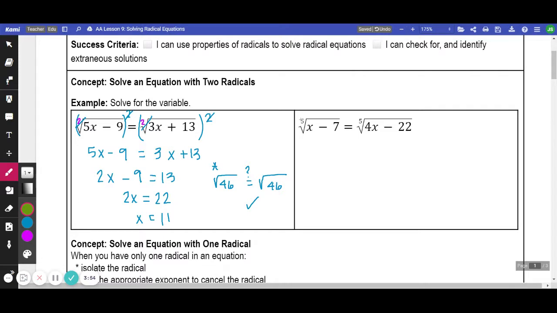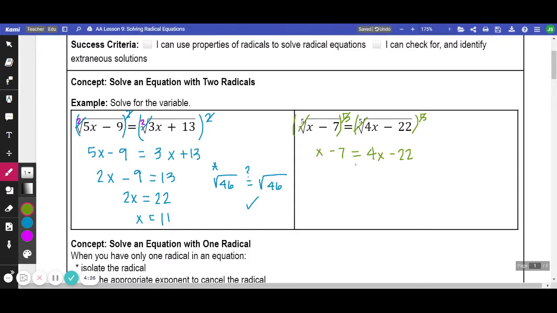So the second one, now it's a fifth root. To undo a fifth root, we're going to use the fifth power. Whatever the index is, that's the root, and the inverse of that is that power. So the inverse of a fifth root is a fifth power. Fifth root and fifth power undo each other, so I'm left with x minus 7. On the right-hand side, fifth root and fifth power undo each other, leaving 4x minus 22. And I'm going to solve.